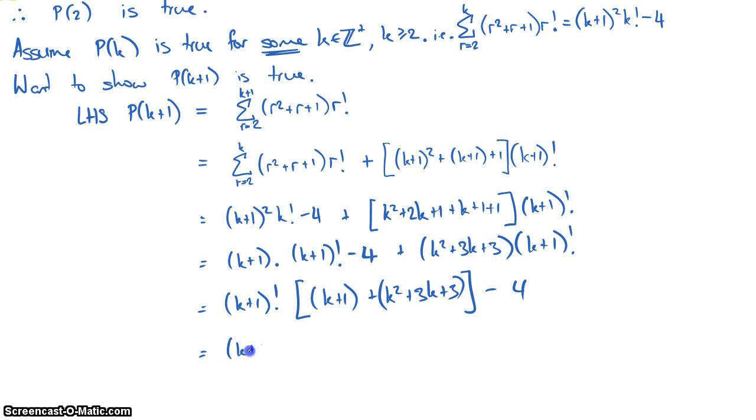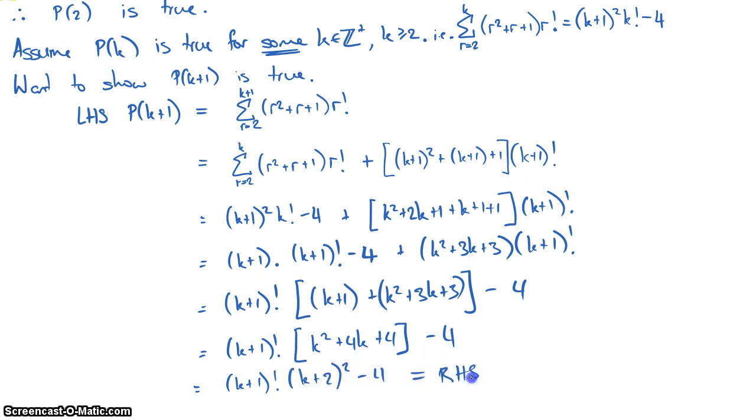So this is (k plus 1) factorial. Then if you look at this, this is now k squared plus 4k plus 4, minus 4. This is (k plus 1) factorial times (k plus 2) squared minus 4. And that is the right-hand side of Pk plus 1. So now I've proven that as long as Pk is true, and sorry, I made a mistake, I should have written by hypothesis here. So since I've proven that Pk implies Pk plus 1, I'm actually done with this part of the proof.